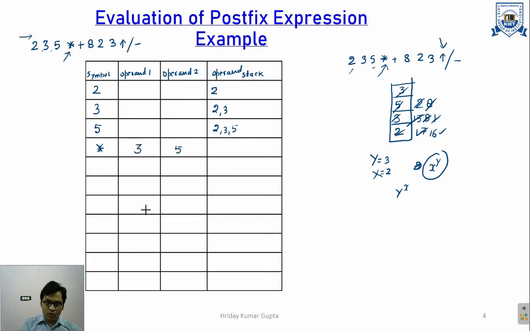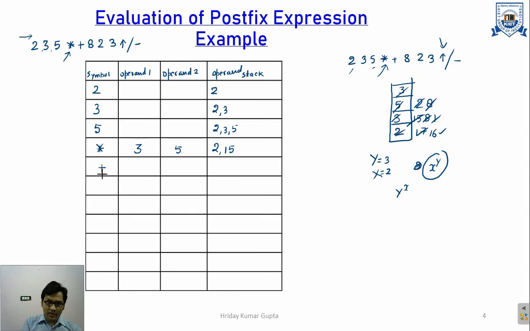Actually there is no need of these 2 columns, operand 1 and operand 2. But for the sake of understanding and simplicity, I use these columns, because you just pop this element and keep it in this column, and you can easily evaluate. Now 3 into 5 is 15, and 3 and 5 are already popped. So I am going to write 15 in place of 3, 5. Right. Now the next symbol is scanned, that is plus.